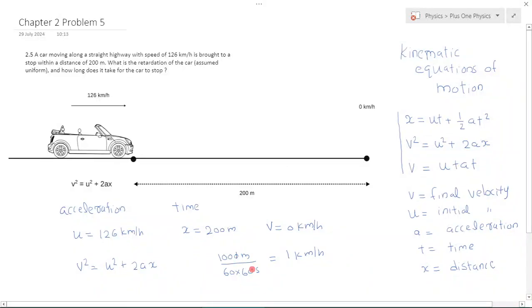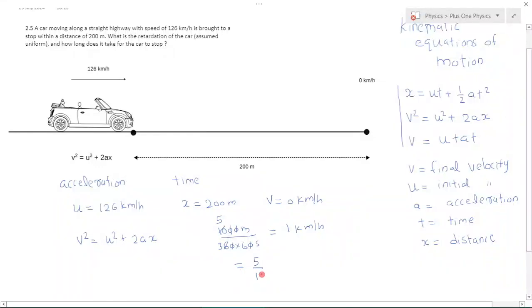So 1 kilometer per hour is how much meter per second? We cut the zeros first, then 6 and 10 cut, so 5 and 3 you get. The answer is 5 divided by 18 meter per second for 1 kilometer per hour. This is a very good thing to remember, because in some problems we need this quantity.